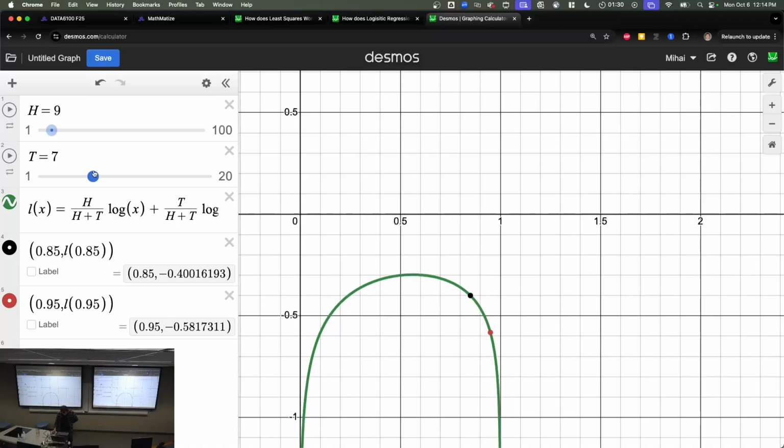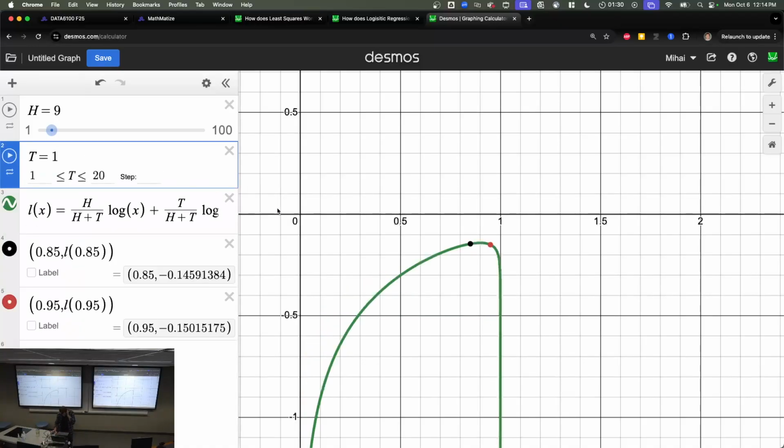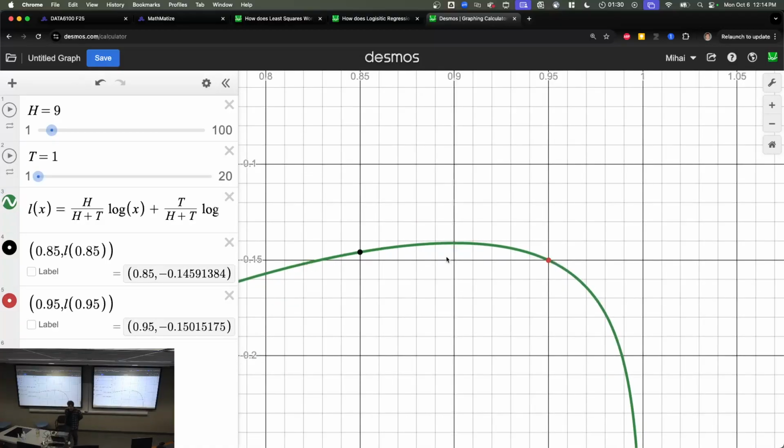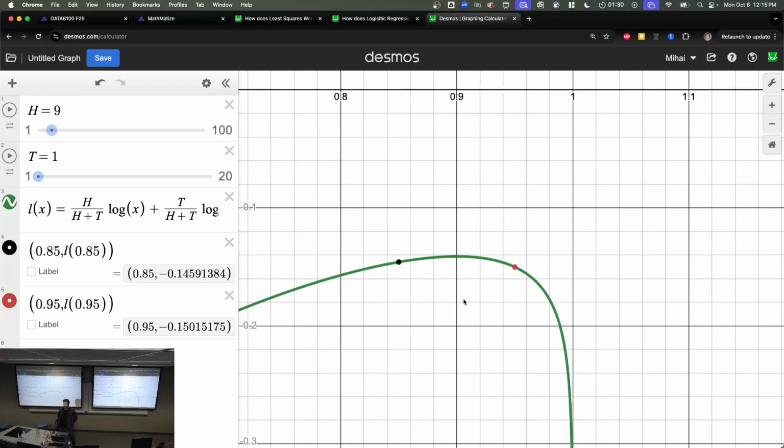Okay, let's go back to the situation we were in originally, 1, 9. So both Alice and Bob were not quite right. They were both wrong. They didn't have the best possible guess. So the best guess is not 0.85 or 0.95. Does anyone think they can say what is the best possible guess? What would maximize your log likelihood?